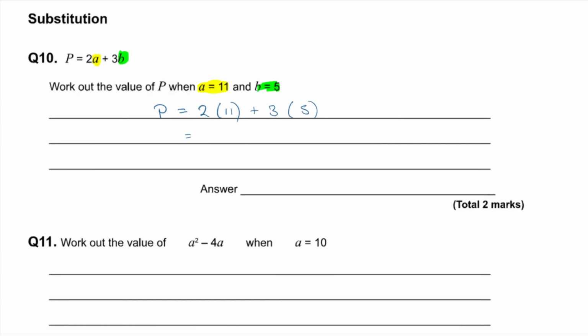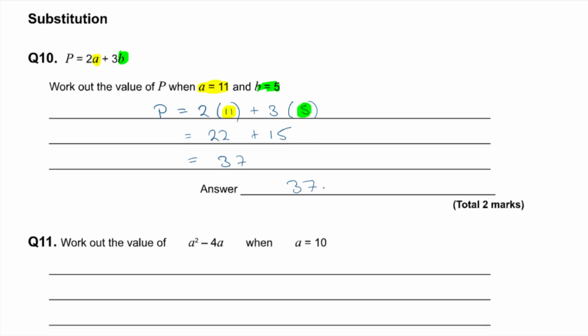2 times 11, that is 22. 3 lots of 5, that's 15. Add them together, that's 37. My answer is 37. Okay, so I just plonked in the 11 value there and the B value of 5 in there.